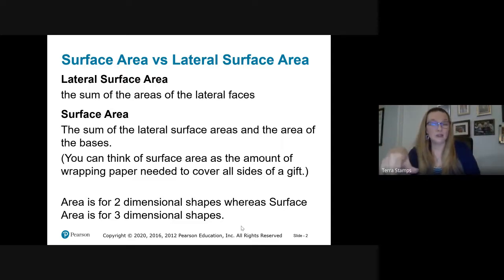You can think about surface area as the amount of wrapping paper you need to cover all the sides of a gift. Now, the difference between area and surface area is that area is for two-dimensional shapes, surface area is for three-dimensional shapes. So what we do is we look at a three-dimensional object as a bunch of two-dimensional shapes kind of pieced together.